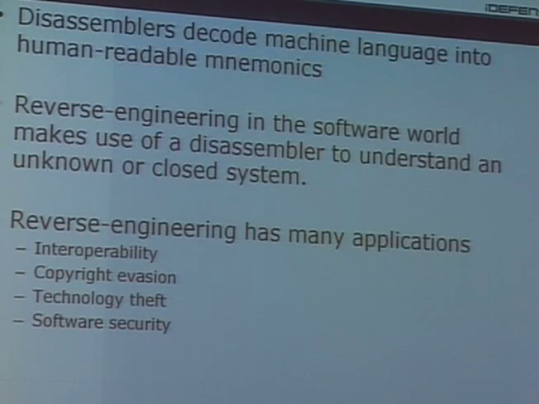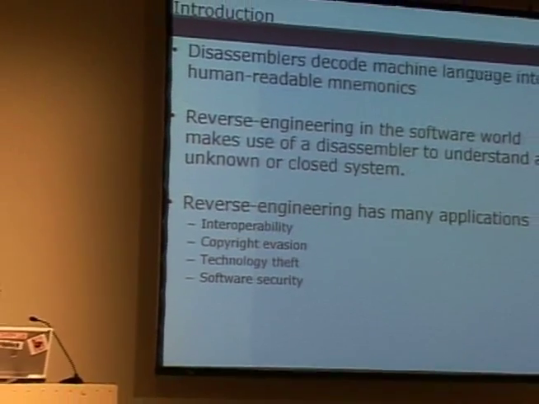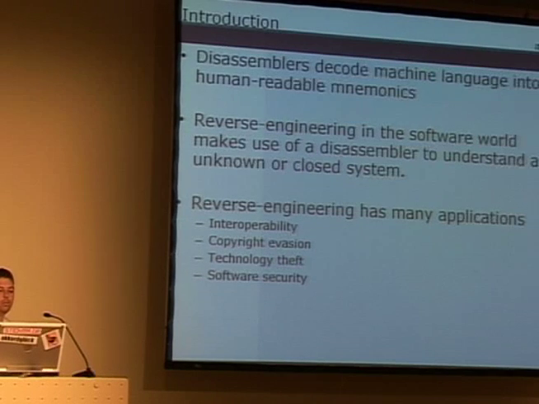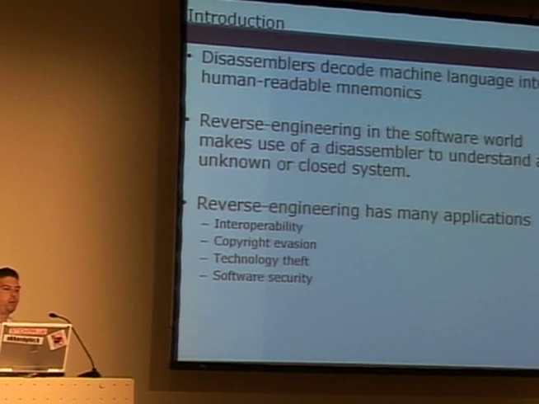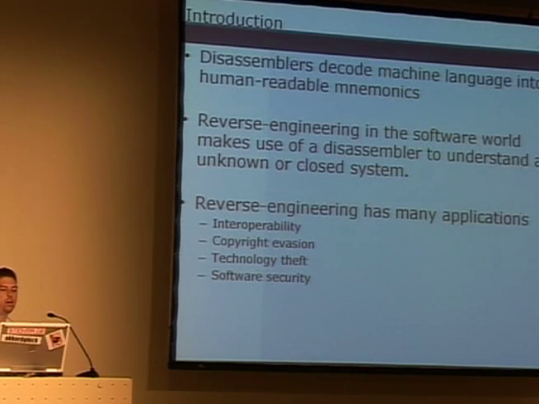So, disassemblers are basically used to decode machine language back into a human-readable form so that we can read the code at a very low level after the compiler has produced an output form from a high-level language. Reverse engineering has been around forever in many different forms, but in the software world, we use a disassembler to understand an unknown or closed system that may not be open source or may not have sufficient documentation for us to understand the algorithms and the inner workings of that program or protocol.